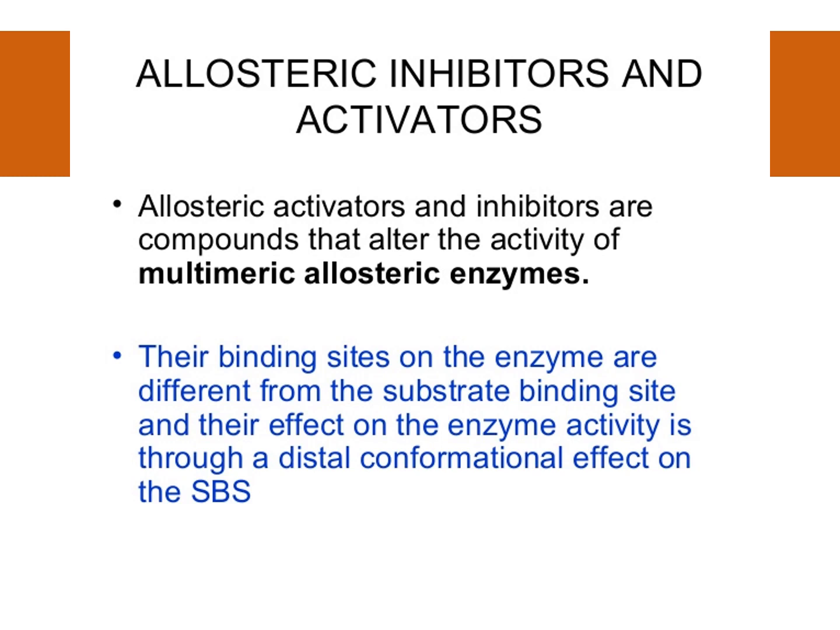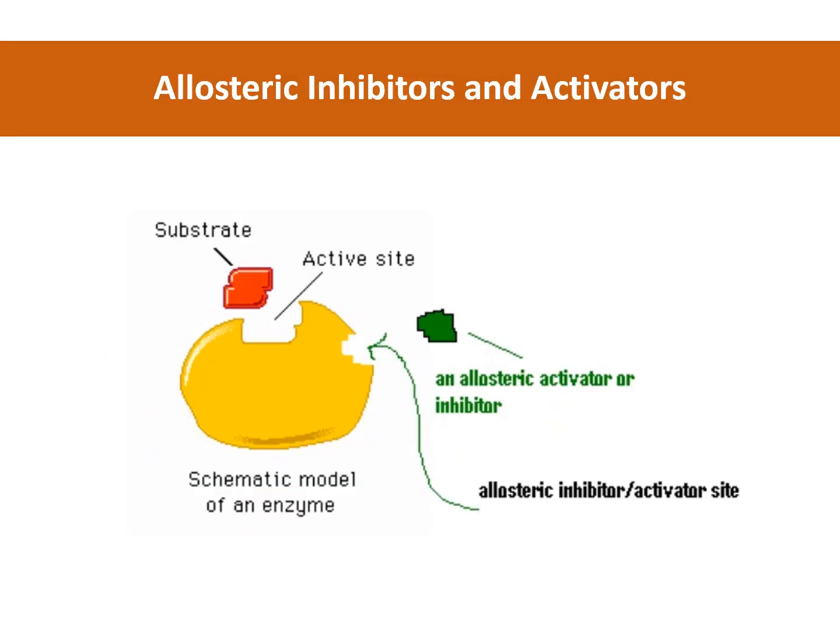Because as you know, activators and inhibitors are compounds that alter the activity of multimeric allosteric enzymes. You should know how they do this, because they bind to their own binding site on the enzyme, which is not the active site of the substrate. So this information you need to know. If you look at this image here, you would see that there is a different site for the inhibitor or activator, and there's a different site for the substrate. Those are the kind of things that I would like you to go and learn.